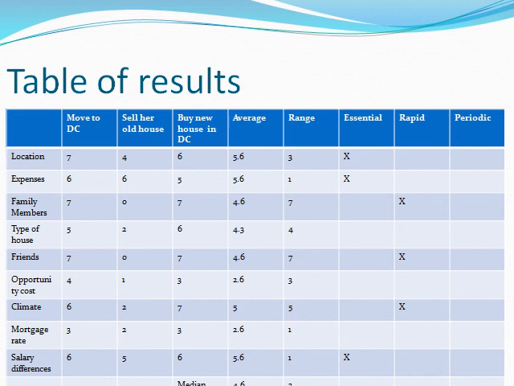The essential factors are critical in the decision making. Our data shows 3 essential factors, which are location, expenses, and salary differences. Our data shows 3 rapid factors, which are family members, friends, and climate. Rapid factors are not as important as the essential factors, but their cumulative effect can be significant.